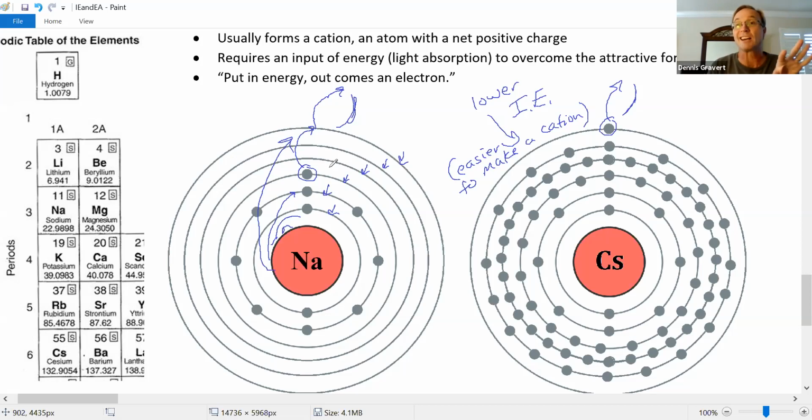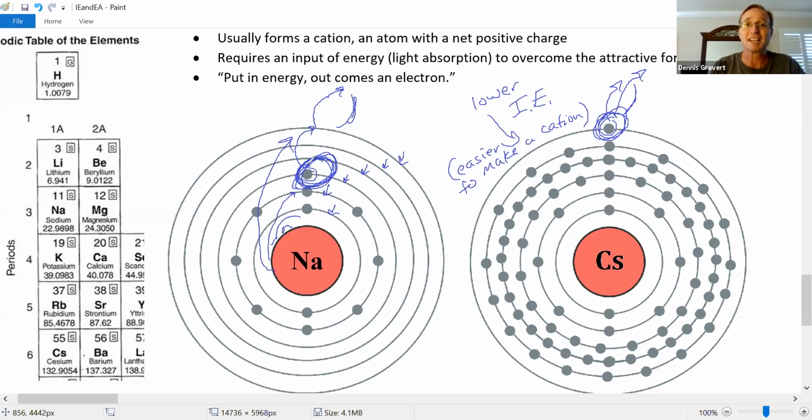Okay, now with that analogy, for me, and hopefully for you too, it's easier to make the comparison. Which is easier to remove, this electron in sodium or this electron in cesium? Well, cesium's electron is already going really fast. It's already really, really high. Give it a little more energy to completely knock it out of the atom.